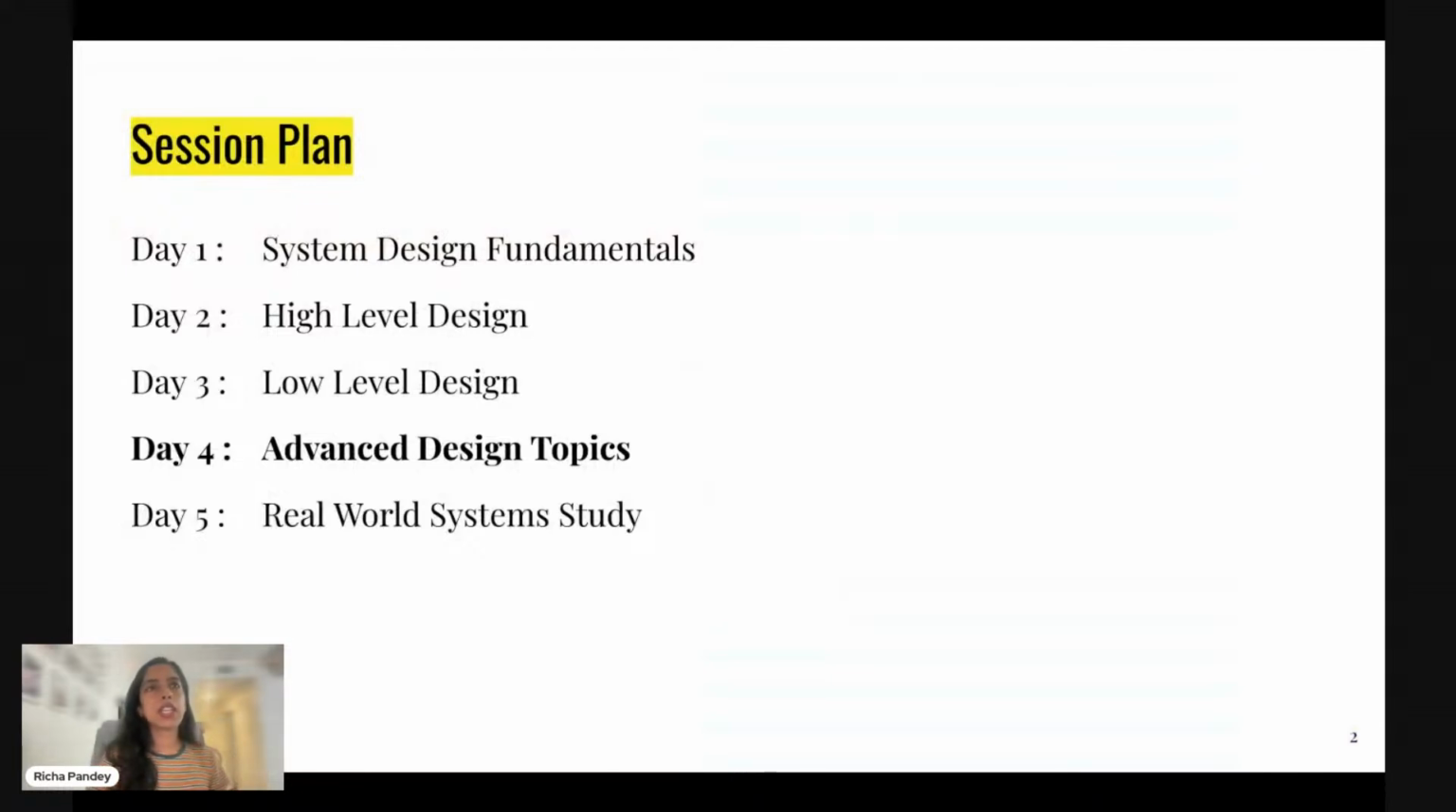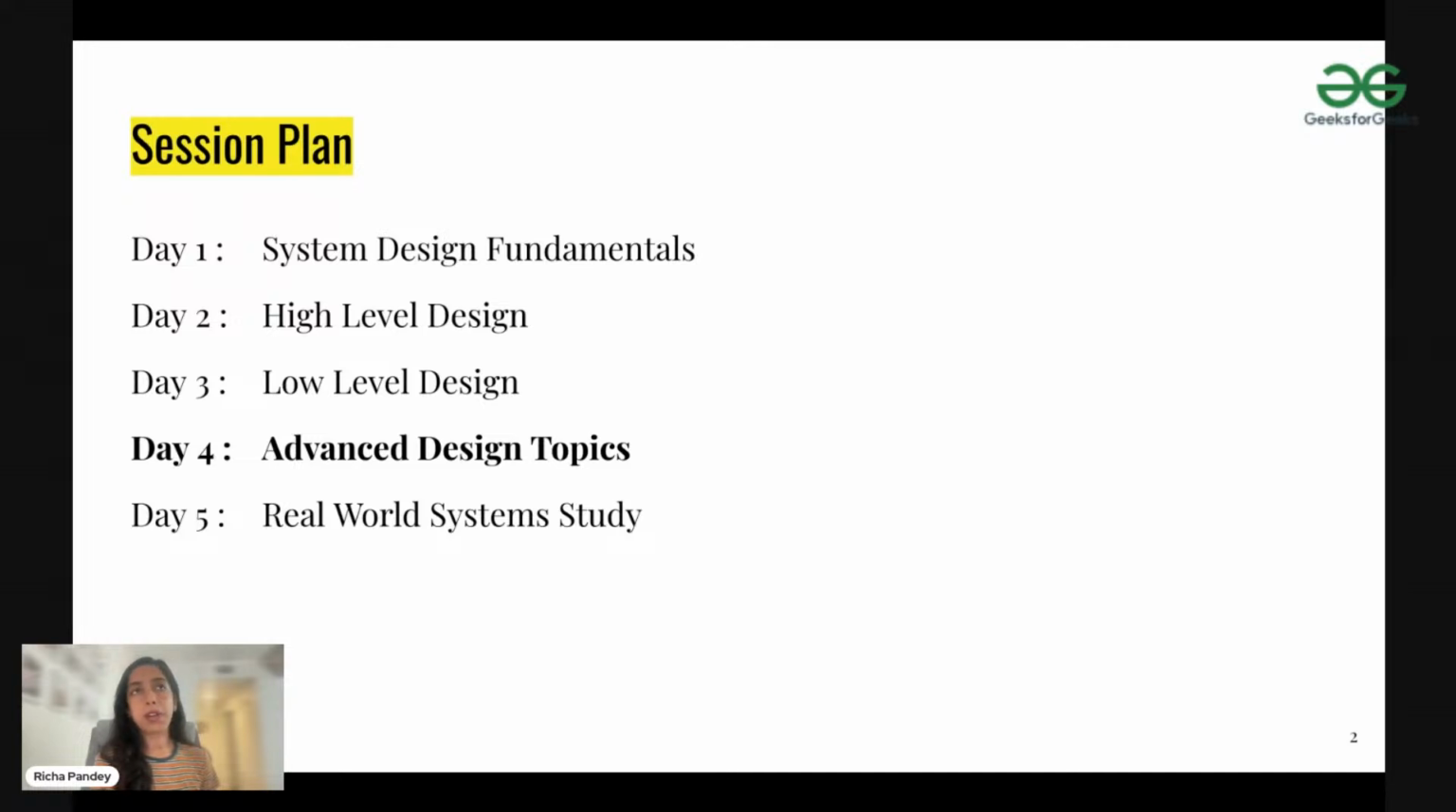So, today is the fourth day in our system design series. Before starting with today's agenda, I will briefly walk through whatever we have done previously. On the first day, we learned about the fundamentals of system design. We covered the framework of system design. So whenever you have a system design question, how do you start approaching the question, and what all you have to cover while answering the question is what we discussed in the first session.